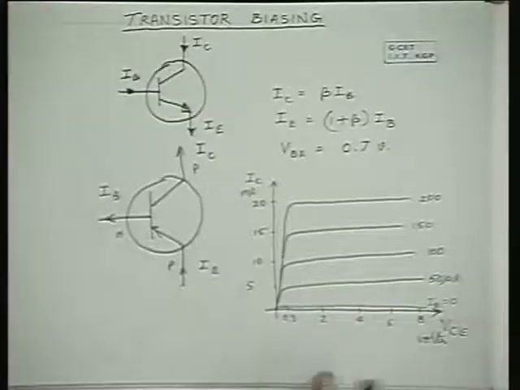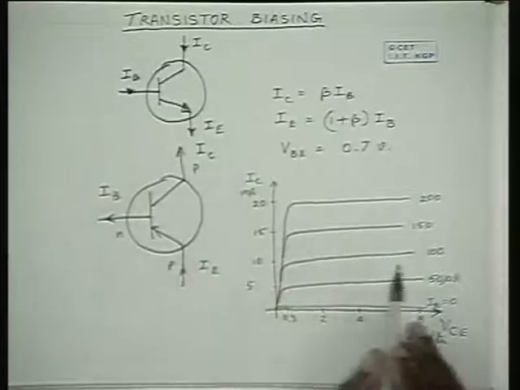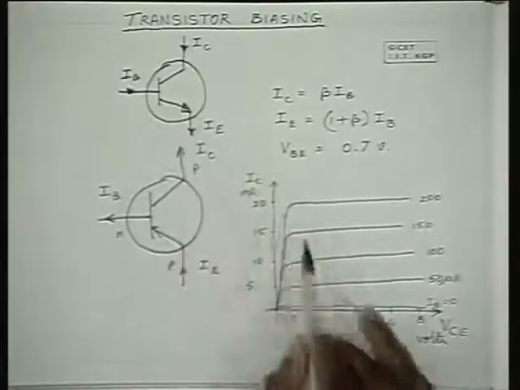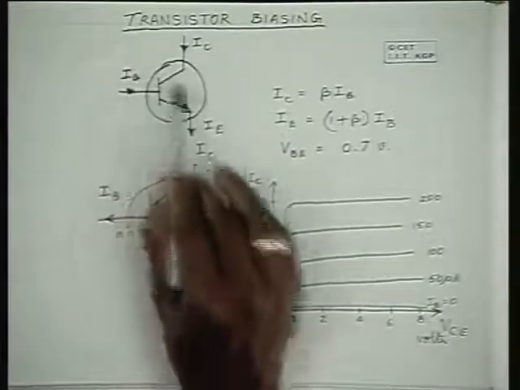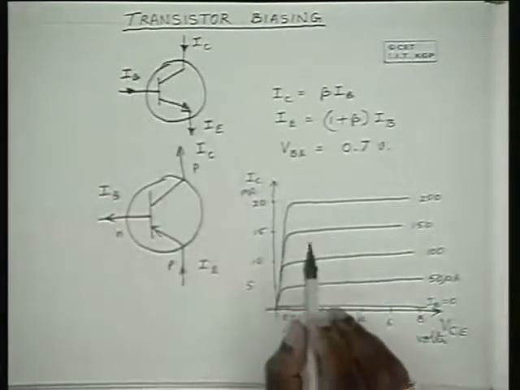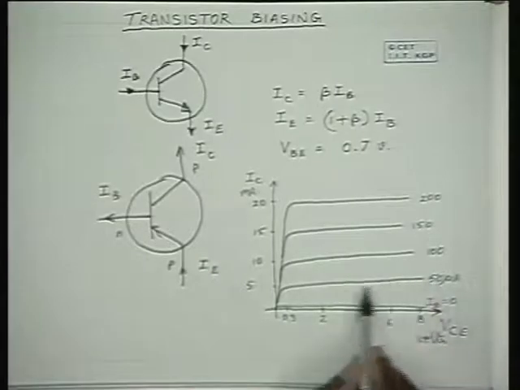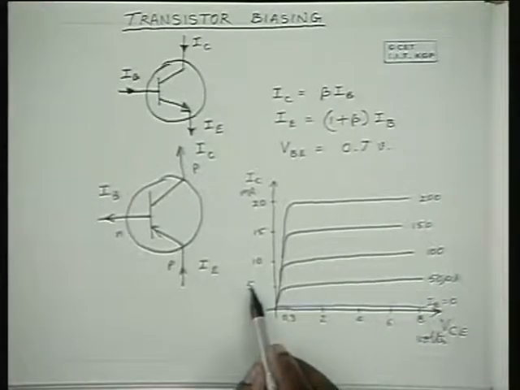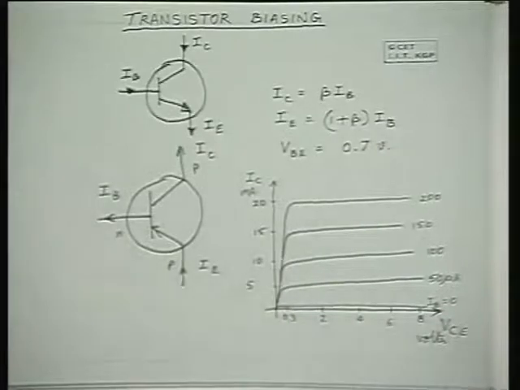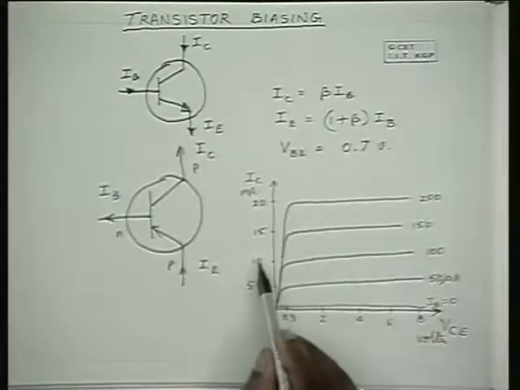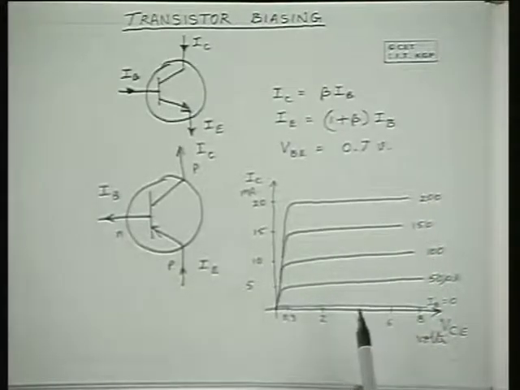In saturation, for instance, but before that let me mention this. These are the characteristics of a typical NPN transistor of this type. The beta for this transistor is about 100. So when the base current is 50 microamperes, the collector current is about 5 milliamperes. Similarly, when this is 100 microamperes, the collector current is approximately 10 milliamperes. Hence beta is 100 in this particular example.